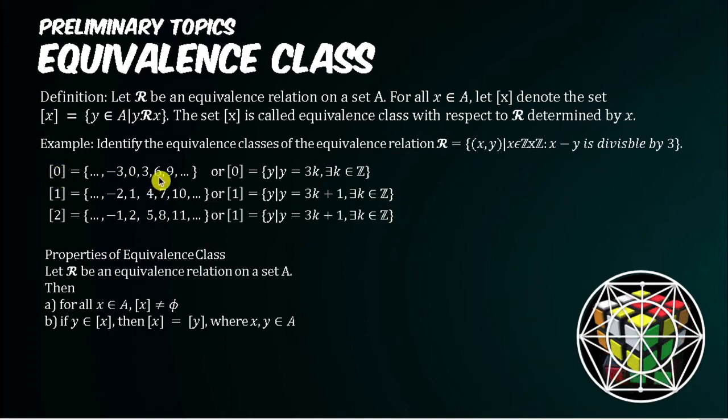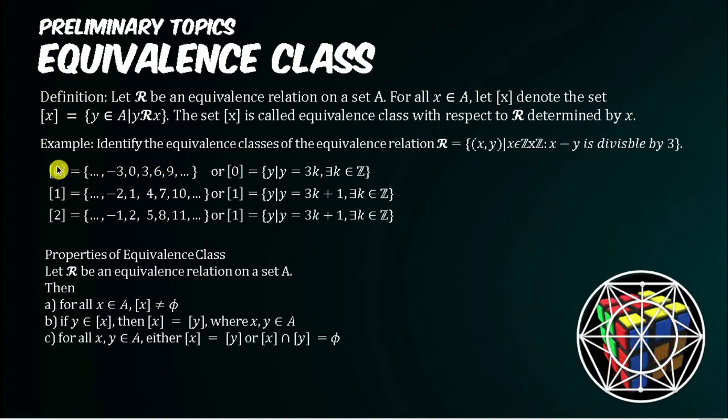I can actually use 6, the equivalence class of 6. I will just change this one to 6, but the elements of the set are just the same. Also, for the middle equivalence class, I can just use 10. So the equivalence class determined by 10 with respect to this particular equivalence relation is the same set. That is what this property means.